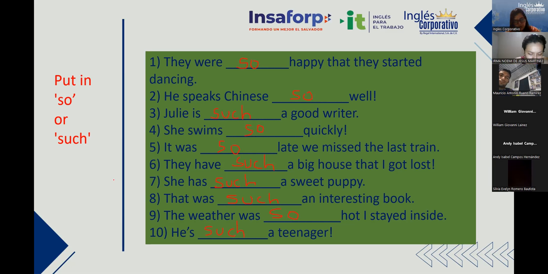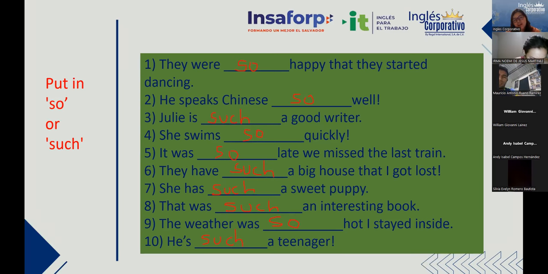Any questions here, chicos? No questions? No, teacher. Okay. Go to your manual. Let me tell you the page. Page 40, activity 5. Yes. Let's complete the sentence.